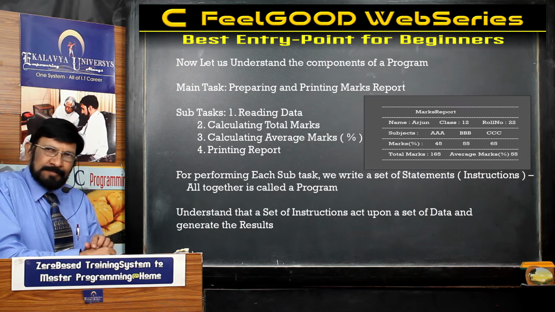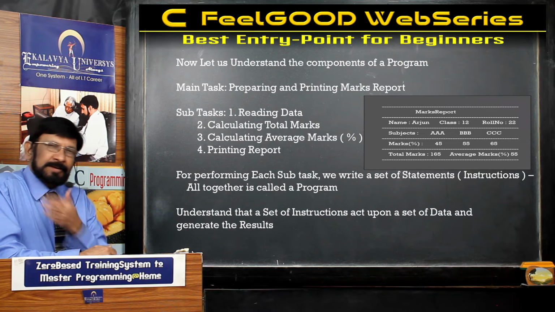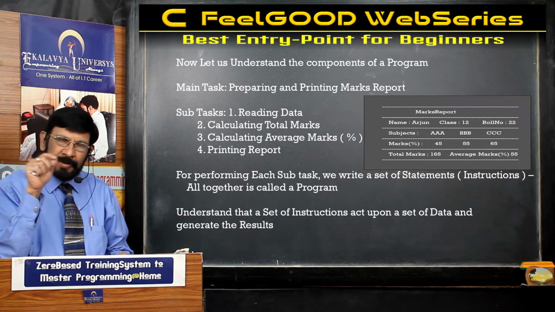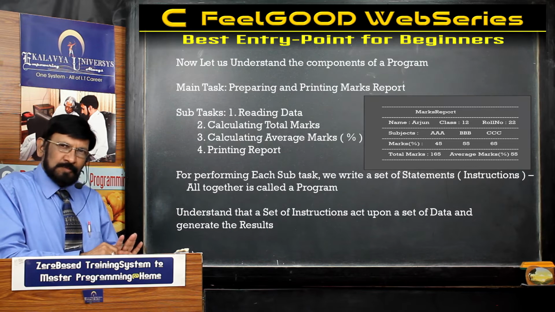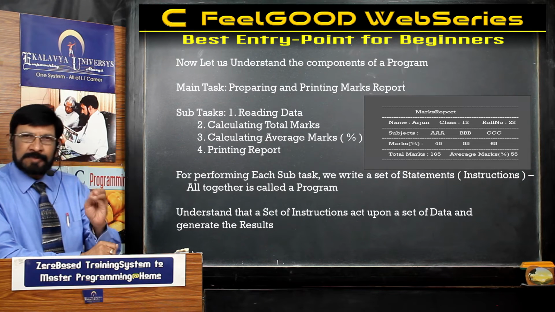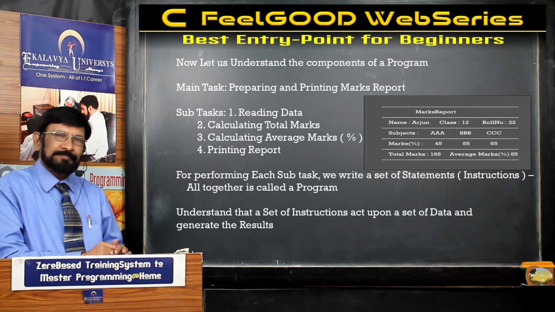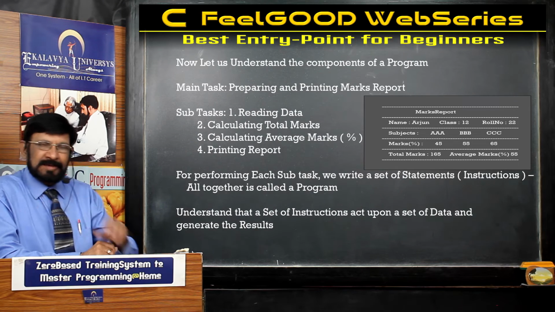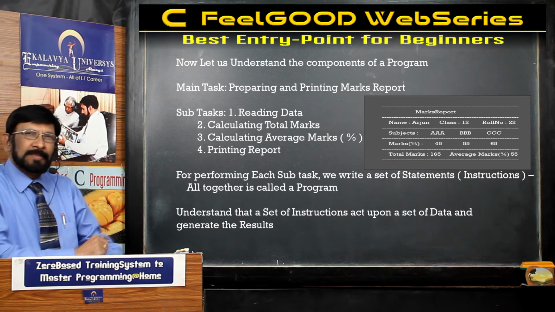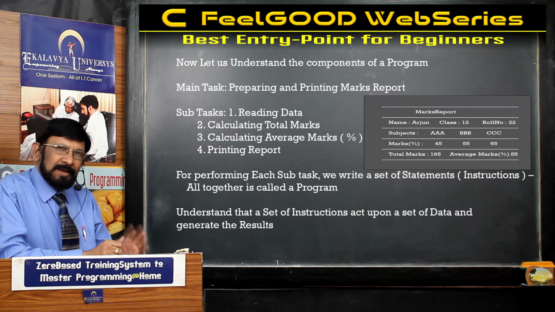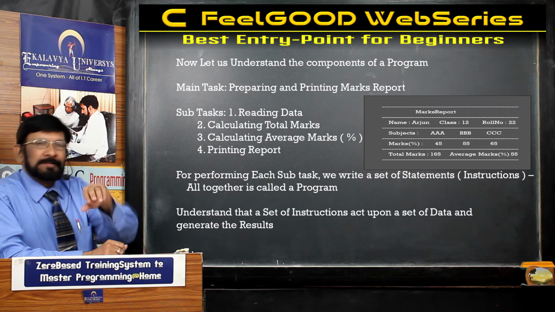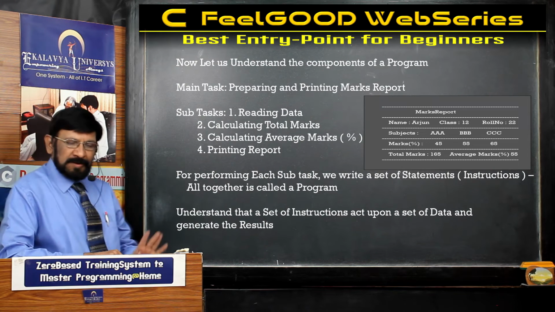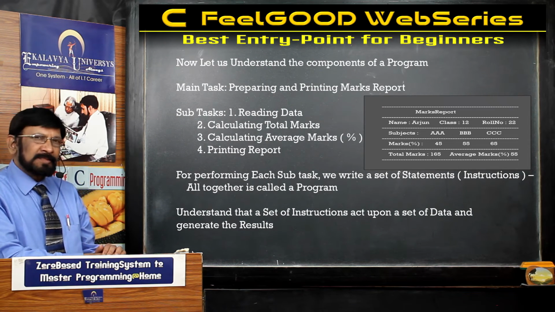Now, this is the format. In this format, with the same contents, we are preparing a program and it prepares and prints a mark report. For that, around 50 statements we have written, means 50 instructions we have written. Okay, that is the main task. Actually, if you analyze that later in the next concepts, you can have a detailed understanding. Now, in order to achieve the main task, means preparing the mark report, 4 subtasks are to be performed. What are the 4 subtasks?